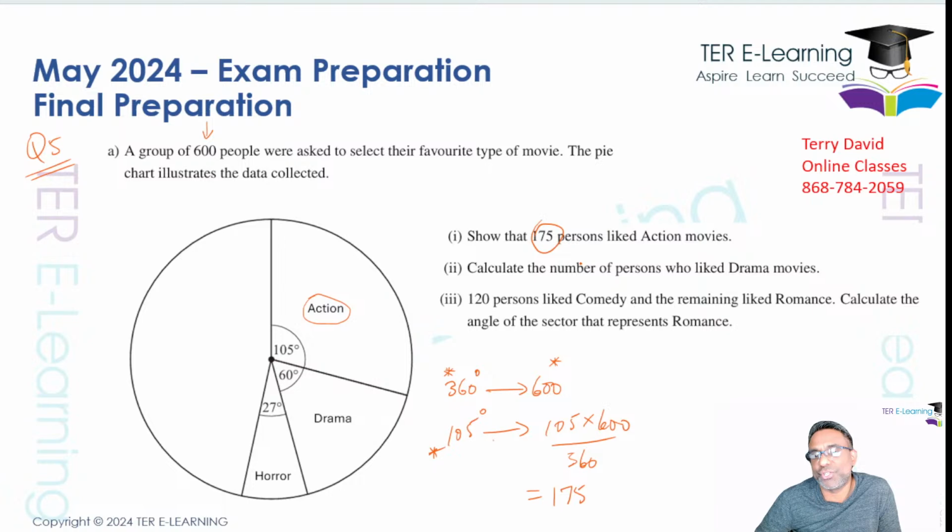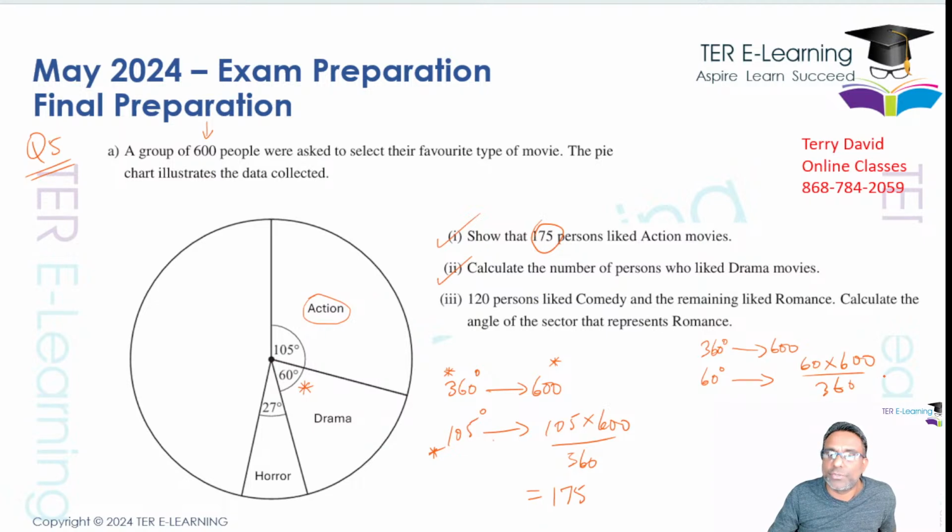Yeah, that's the answer. The next part 2, calculate the number of persons who like drama. So again, we're going to do the exact same thing we just did here. But this time drama is 60 degrees. So we're going to say, again, 360 is equal to 600, and you want to work out for 60 degrees. You're cross multiplying. So 60 by 600 all over 360. And I'm getting 100 persons. So that's the answer. This one here is 100 persons.